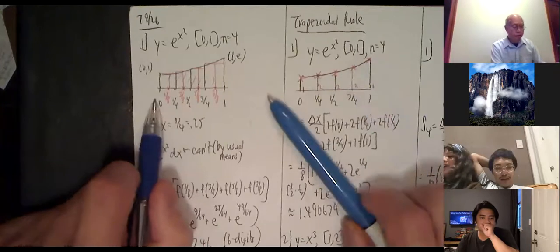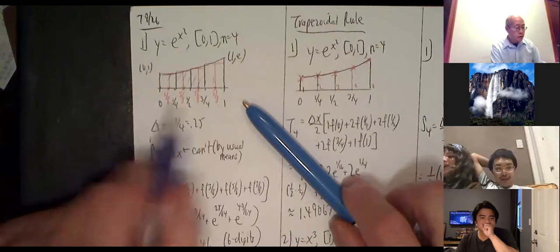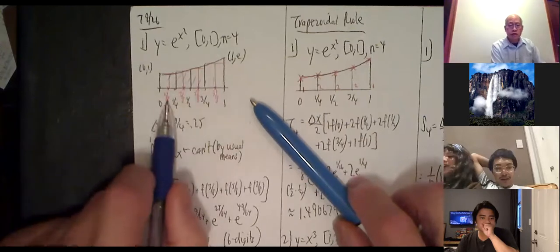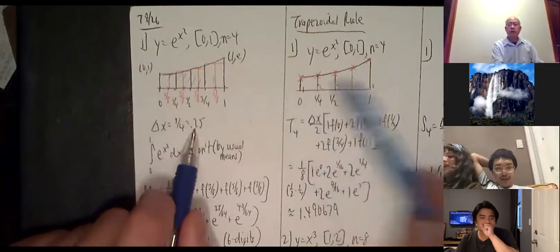Okay, so one more time, I'm going from 0 to 1. That's 1 unit, right? So from here to here is 1. You're dividing it into 4 equal pieces. So it's 1/4, 1/2, 3/4, and 1. So delta x is 1/4 or 0.25.